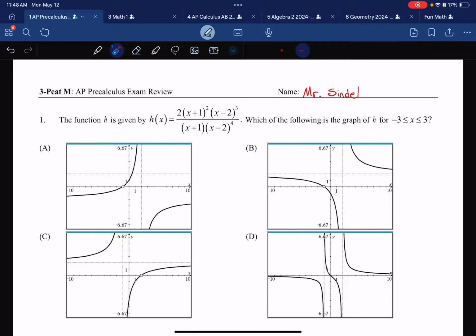This is AP Precalculus review for the AP test. We are doing the three-peat activities. We are on activity M. In number one, we're supposed to match this equation with some graphs.